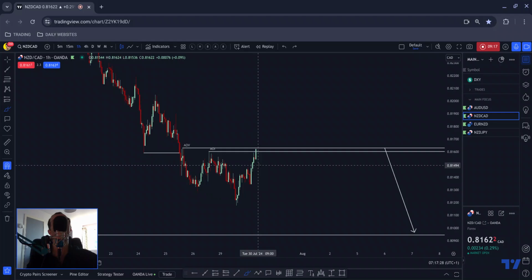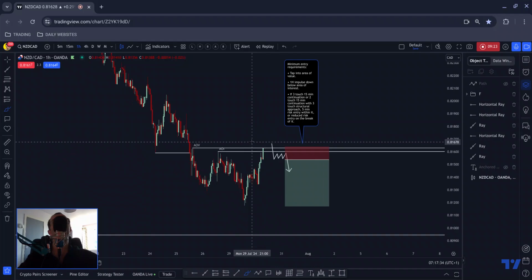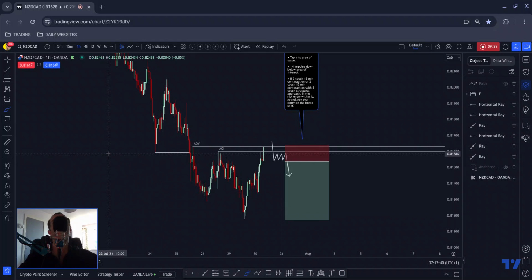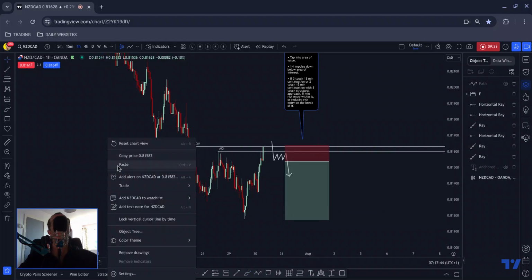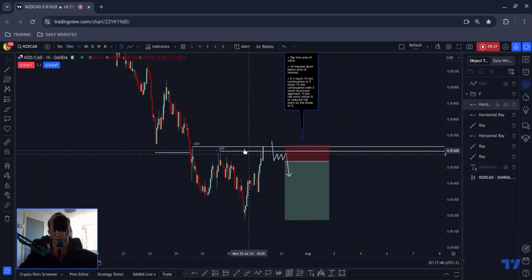So what I'm going to be doing in this instance is the same thing once again. I'm looking for the tap into the area of value. We've had that now. So I'm going to reset the alert, because lots of madness is happening on the fly and the alerts are not working for some reason. Right, so I'm looking for a break back below.